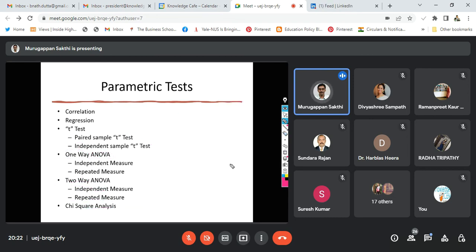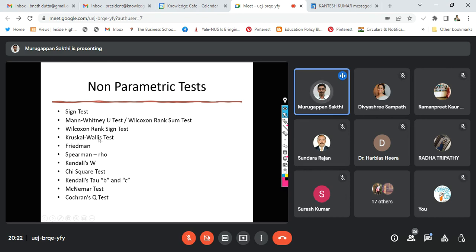Now I'm moving to the next one. It's a non-parametric test. Now here, the sign test is equivalent to the one sample t-test. Mann-Whitney is equivalent to the t-test for independent measures. Wilcoxon signed-rank test is equivalent to the t-test for paired samples. Kruskal-Wallis is the one-way ANOVA for independent measures. Friedman is the one-way ANOVA for repeated measures. And Spearman rho is the correlation.